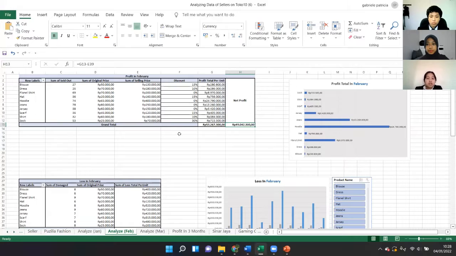Next is the table profit in February. This worksheet contains a pivot table, pivot chart, and the slicer. First, there is a profit table. There are columns: product name, sold out, original price, selling price, discount, and profit total per unit.